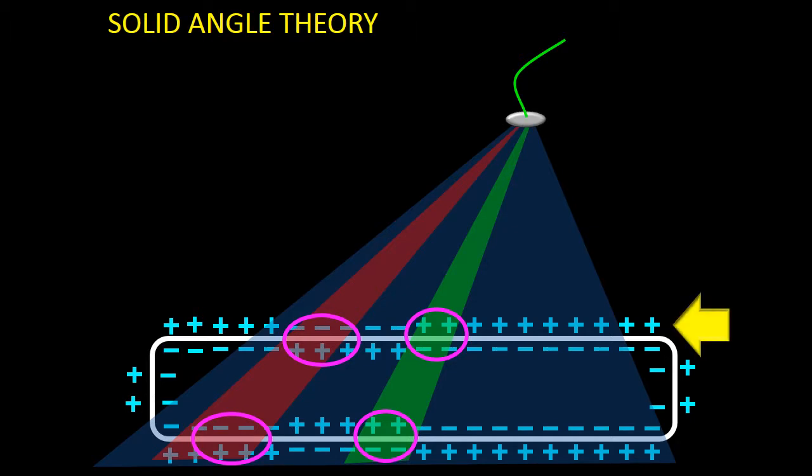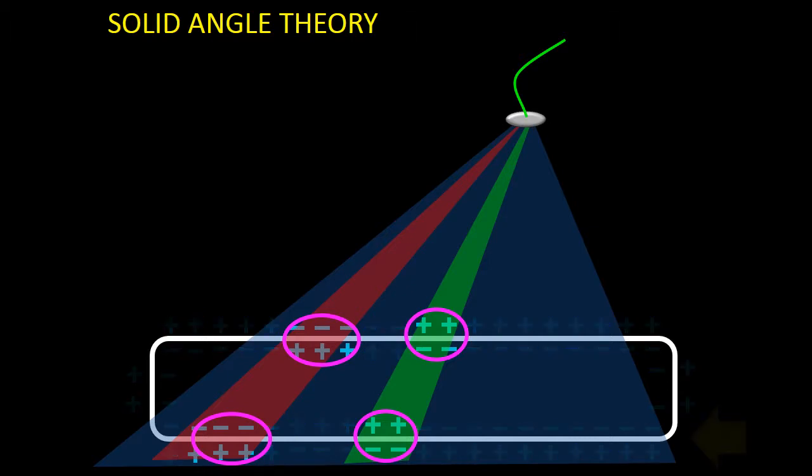The rest of the dipoles under the blue triangle: the positive pole of the dipole closer to the electrode will be matched by the negative pole of the dipole further from the electrode inside the cell. Hence, they will not register and as such have no impact on the magnitude of the force registered by the electrode.